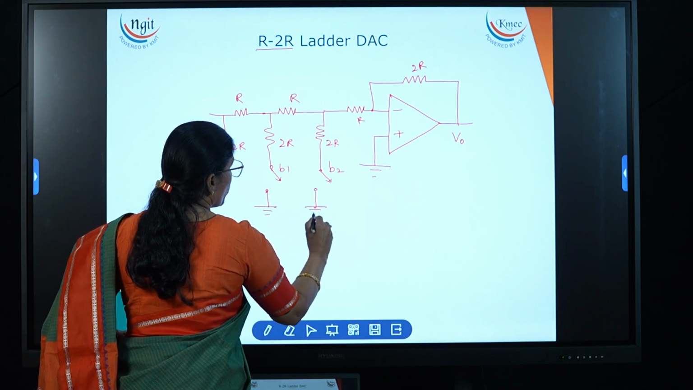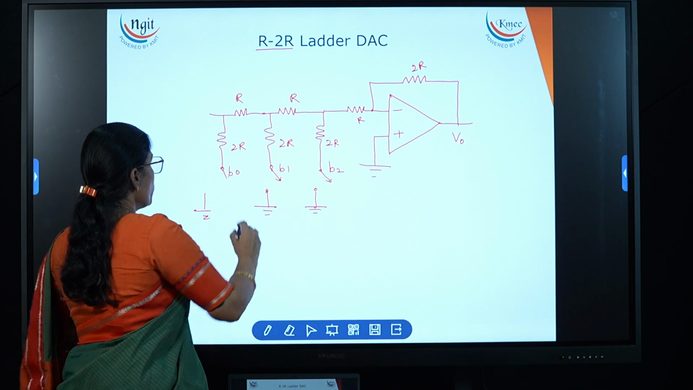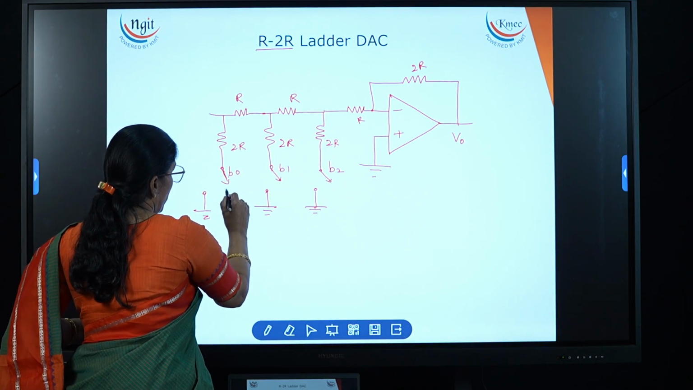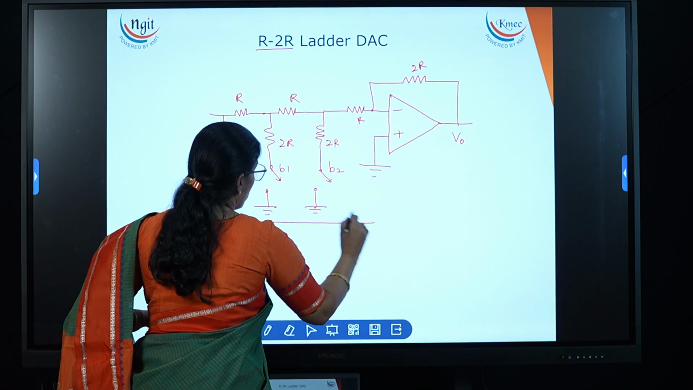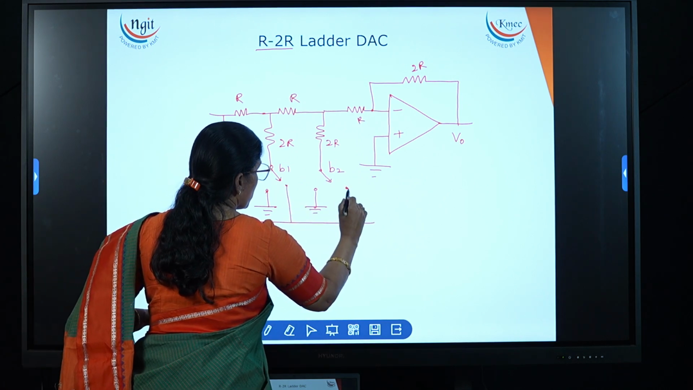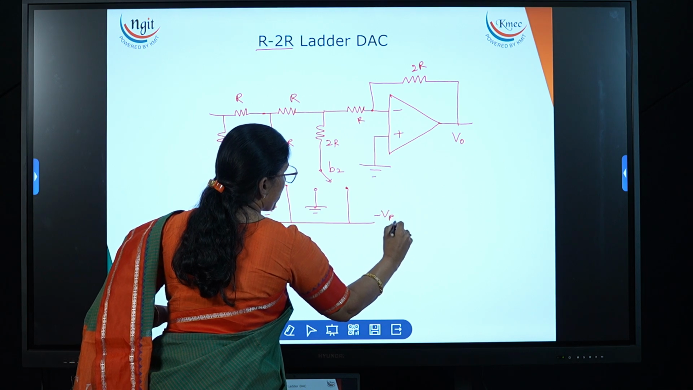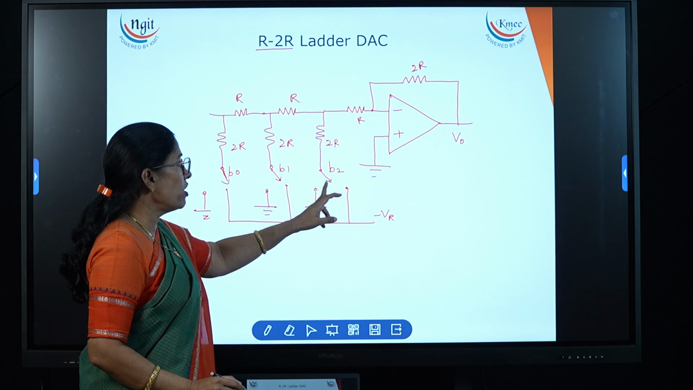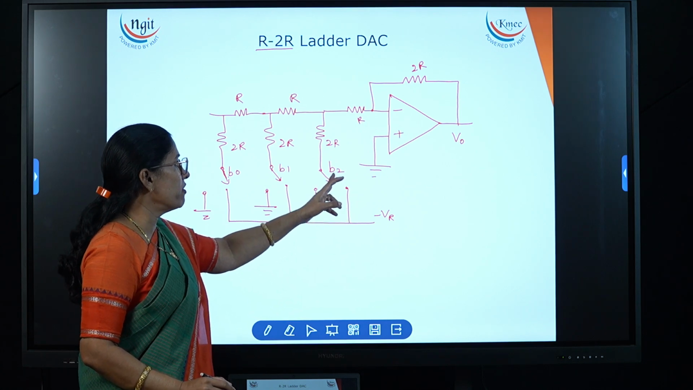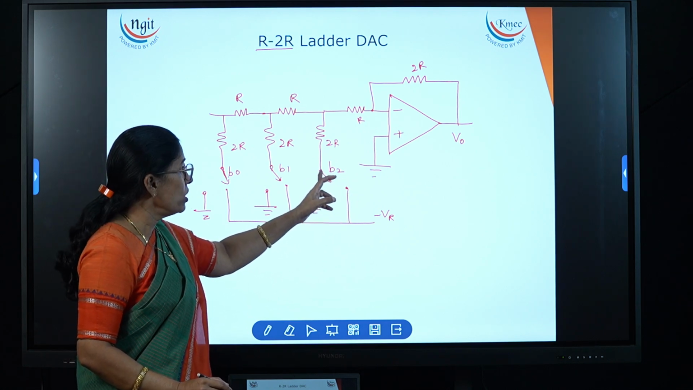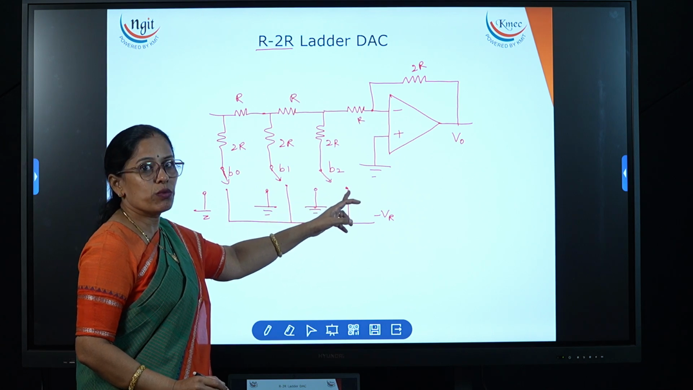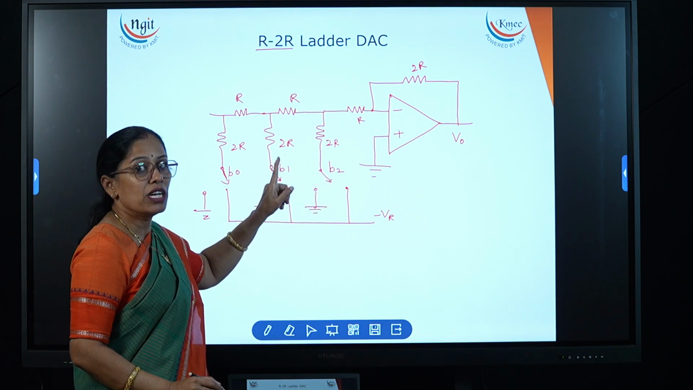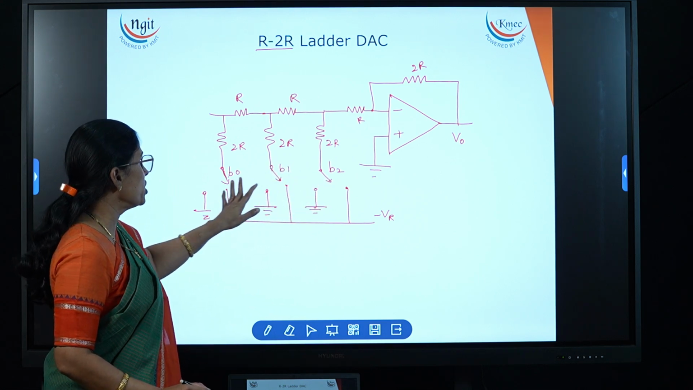So this is the ground. Means what? If I wanted to apply logic 0, this switch should go to the ground. And another one I'm applying to the minus V reference, minus VR. Some voltage I'm applying here. So if I wanted to give this as a logic 1, then I have to keep this switch to the minus VR. If I wanted to apply logic 0, then I have to turn this switch to the ground. So like that I can change the binary values.